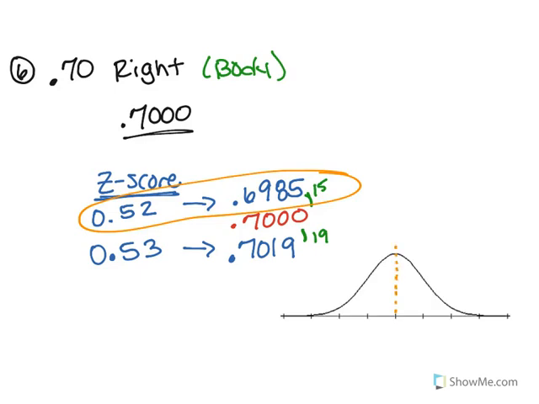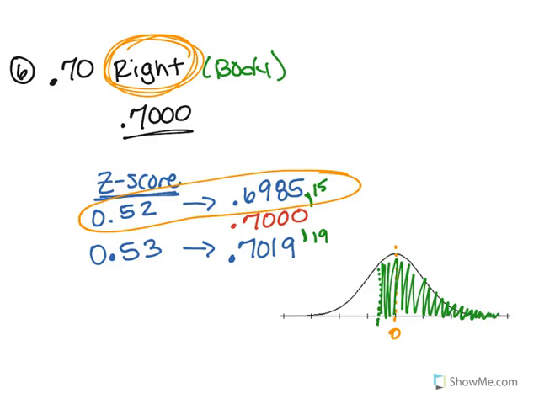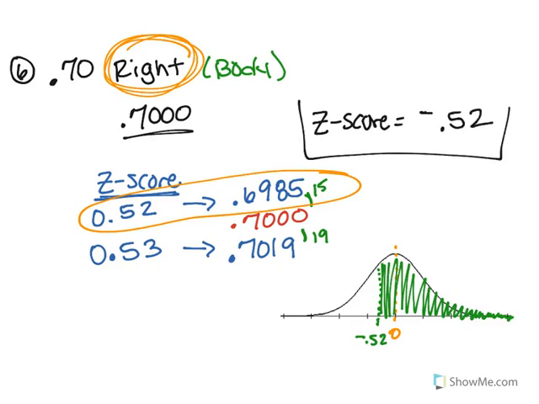And then when we determine if it's going to be a negative z-score or a positive z-score, well, it says that we're shading 70% of this to the right side. So in order to shade that much to the right, I had to begin on the left and go right. Okay, I had to start on the left side and actually go right. So 0.52 would be a negative z-score for this measurement. So our z-score is negative 0.52.